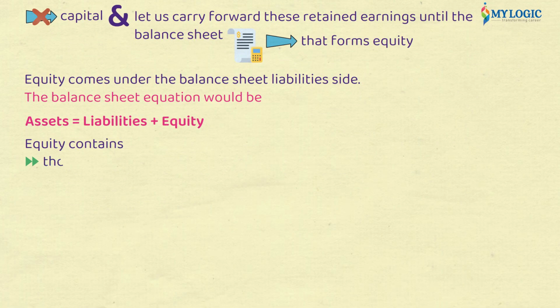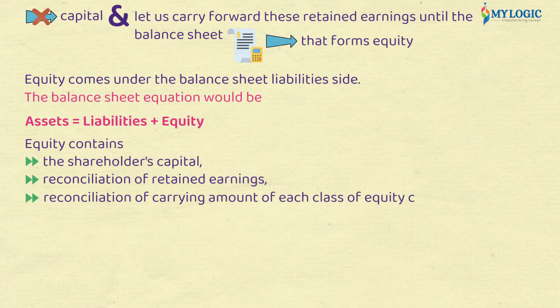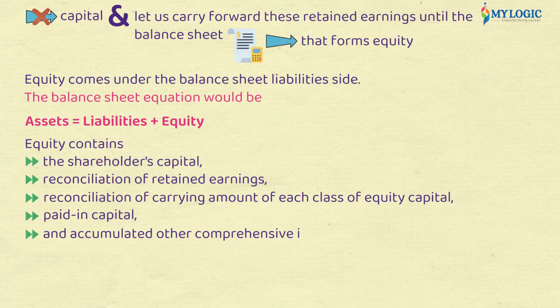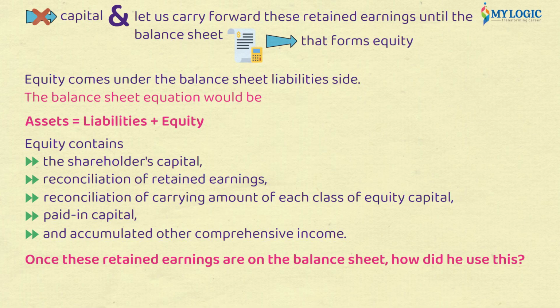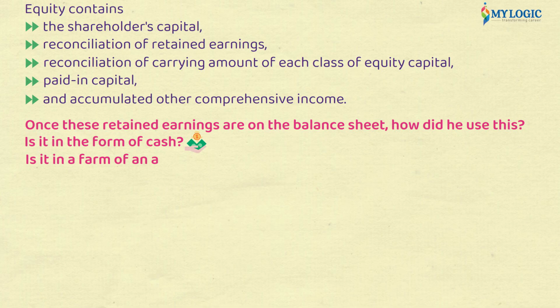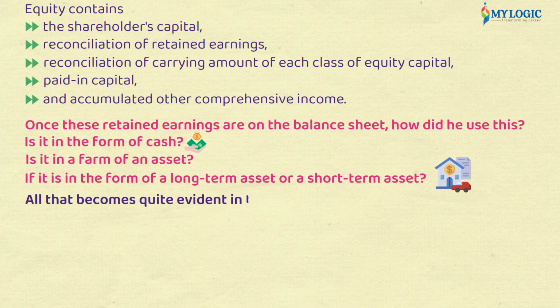Equity contains the shareholders' capital, reconciliation of retained earnings, and reconciliation of carrying amount of each class of equity capital, paid in capital, and accumulated other comprehensive income. Once these retained earnings are on the balance sheet, how did he use this? Is it in the form of cash? Is it in the form of an asset? If it is in the form of a long-term asset or a short-term asset, all that becomes quite evident in the balance sheet.